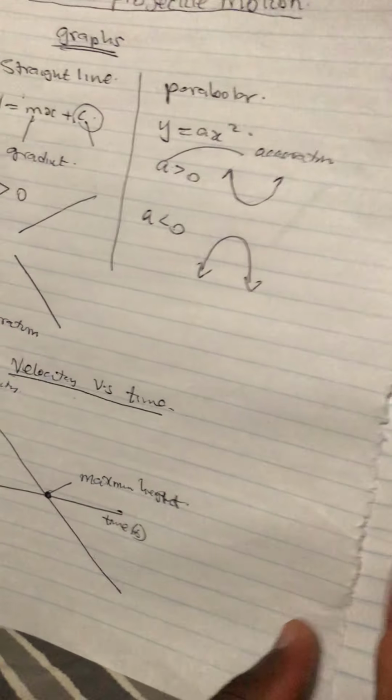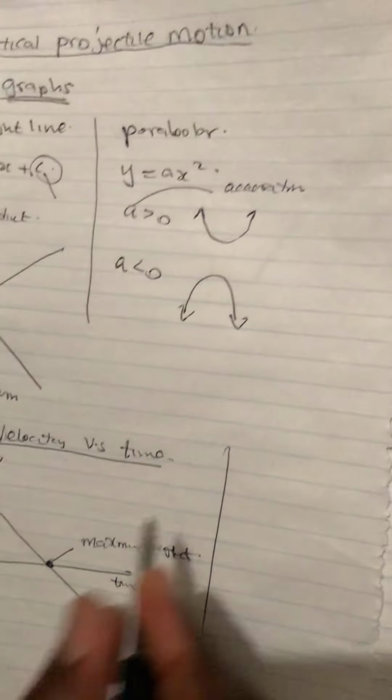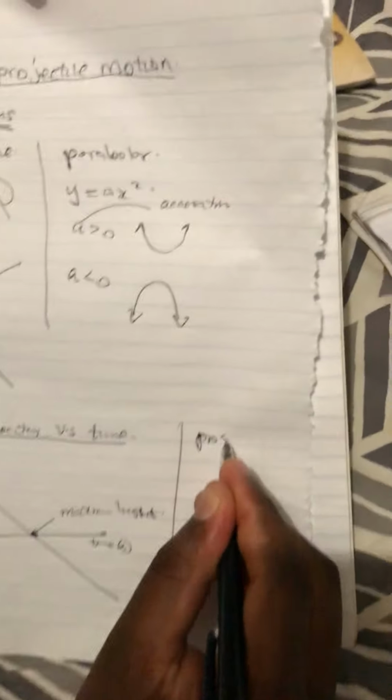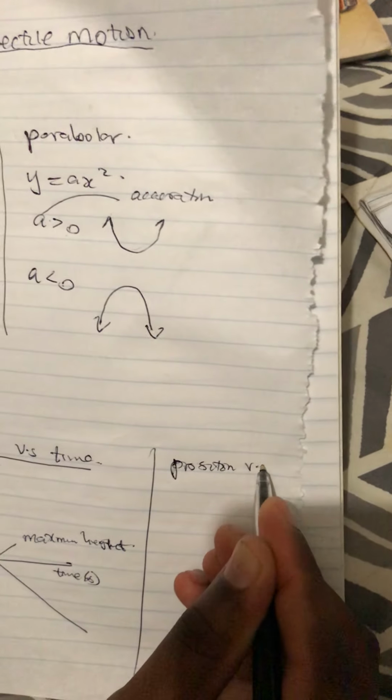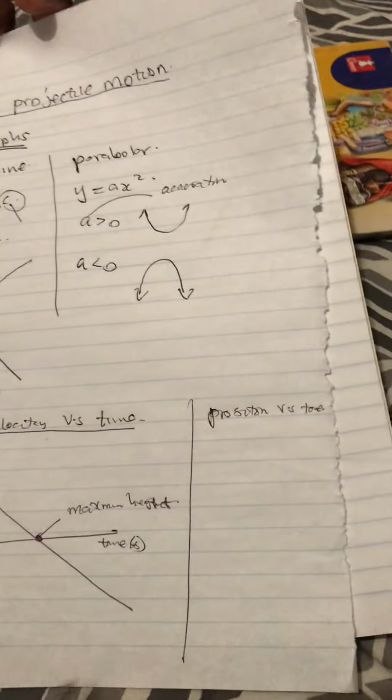Now, when I come to position, let me just create a space here. When we come to position versus what? Time. Position versus time graph.